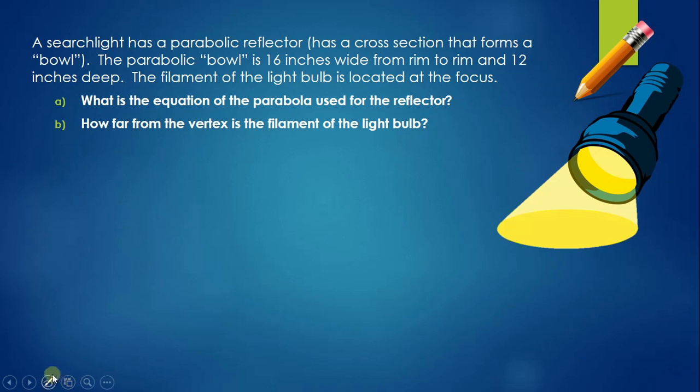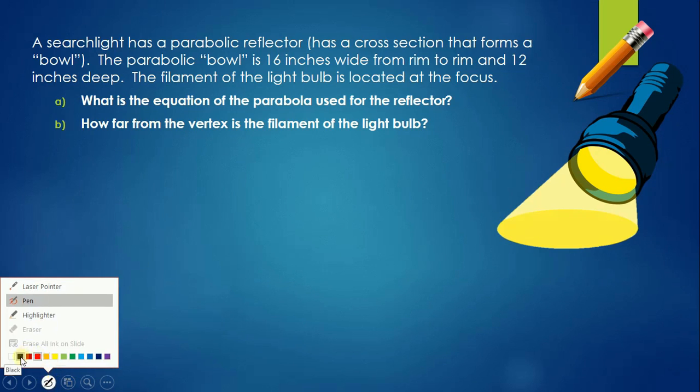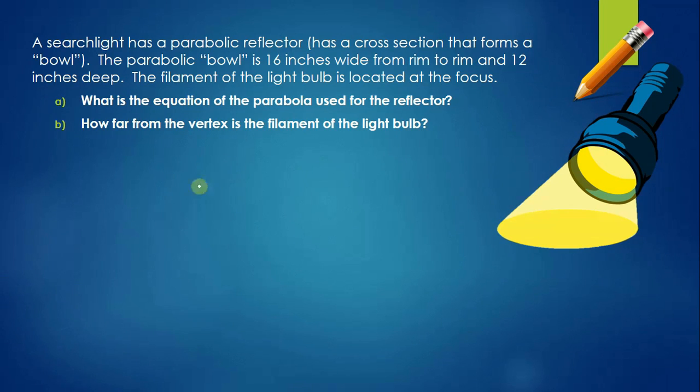So now you know why we're looking at this today, because we're looking at focus and directrix form. I need to know the equation of the parabola used for the reflector. If I draw my graph, it doesn't say we can't put 0, 0 for the center, so we're going to put 0, 0 here for our center. And I need to draw a parabola here, something like that.